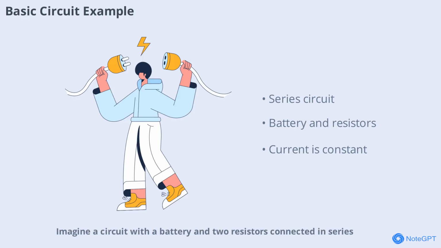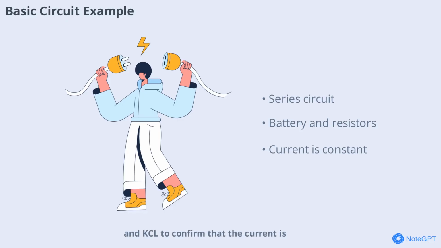Imagine a circuit with a battery and two resistors connected in series. We can use KVL to write an equation for the voltages around the loop, and KCL to confirm that the current is the same at every point in a series circuit. This basic setup is a great starting point for understanding how these laws are applied.